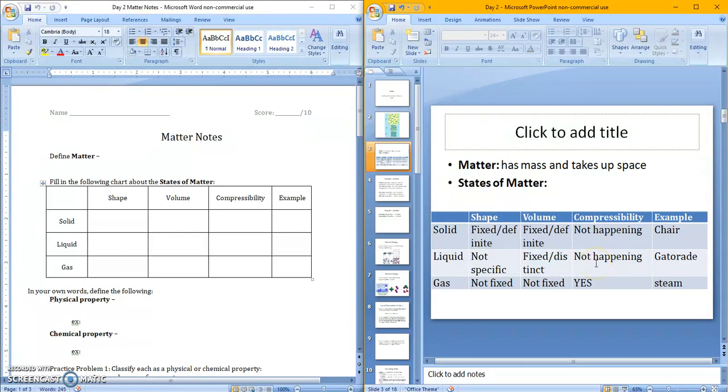And a liquid cannot be compressed because those molecules are already really close together. You can't do it. And I use Gatorade. You could use water, orange juice, milk, whatever liquid you choose.